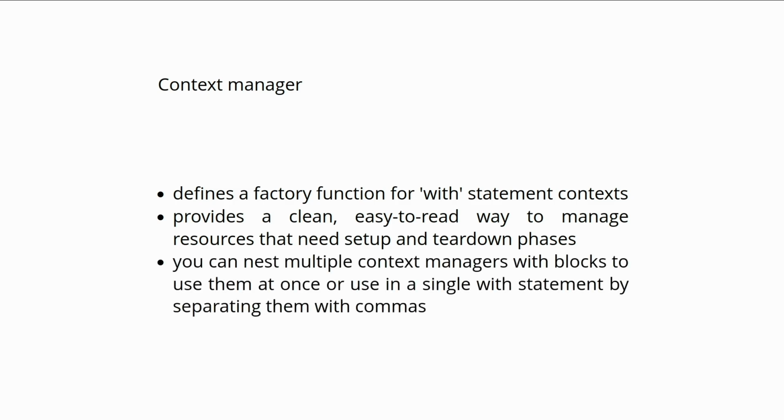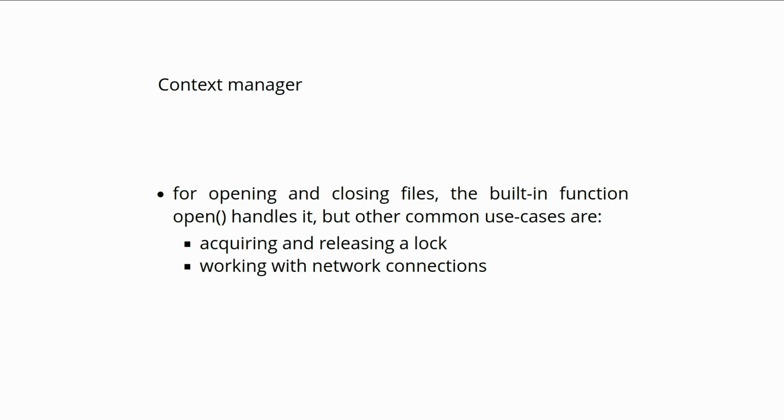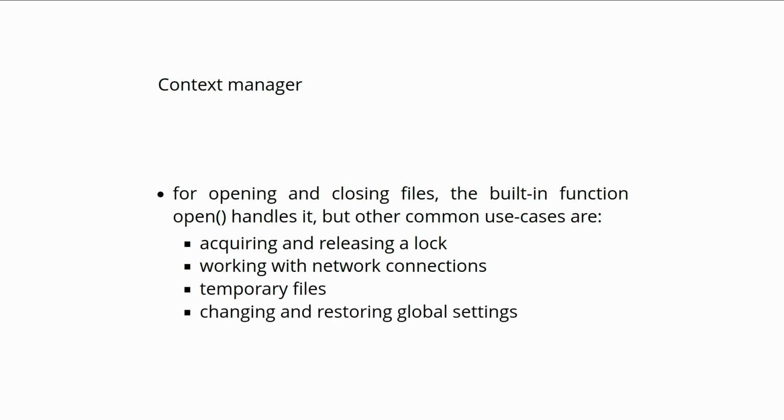And also, you can nest multiple context managers with blocks to use them at once, or in a single with statement by separating them with commas. For example, when you're opening and closing files, you can use the built-in function open, which does basically the same. But other common use cases, which I've seen at work, are, for example, when you're acquiring and releasing a lock, working with network connections, working with temporary files, and changing and restoring global settings.